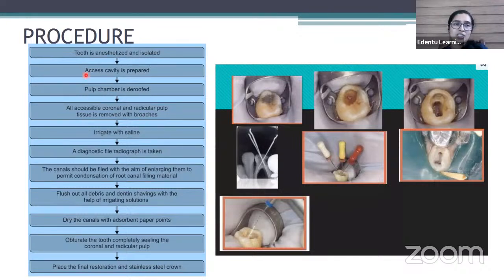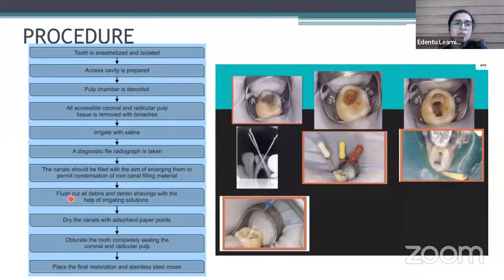Talking about the procedures, after proper anesthesia as well as isolation, the access cavity is prepared, the pulp chamber is de-roofed, and all the accessible radicular as well as the coronal pulp is removed using the broaches, followed by irrigation. We have to place a diagnostic file, after which a radiograph is to be taken. Then the canals should be enlarged to permit condensation of root canal filling material. That is, a proper BMP, the biomechanical preparation, has to be done.